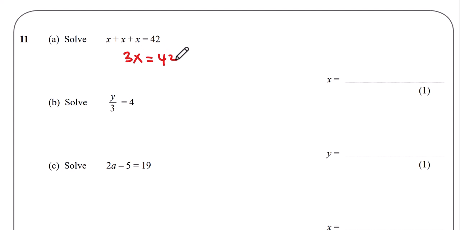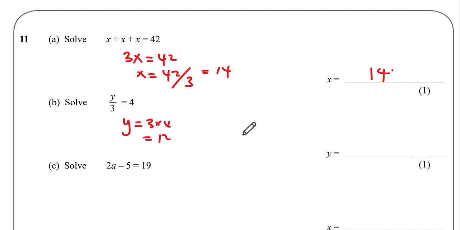The next question, if you work this out, if you add these 3 x's, that's 3x, and that's equal to 42. So x will be 42 divided by 3, and that's going to be 14. Yeah. So x is 14. And then here, so y, you multiply 3 and 4, and you get 12. So y here is 12.